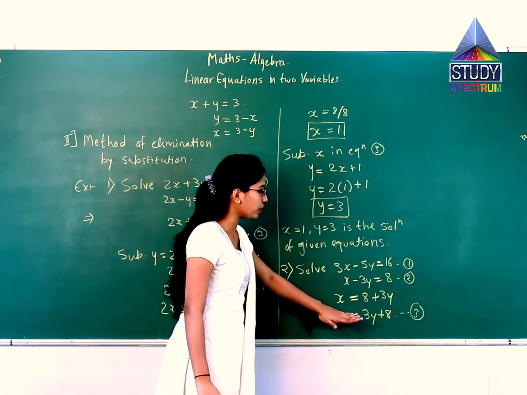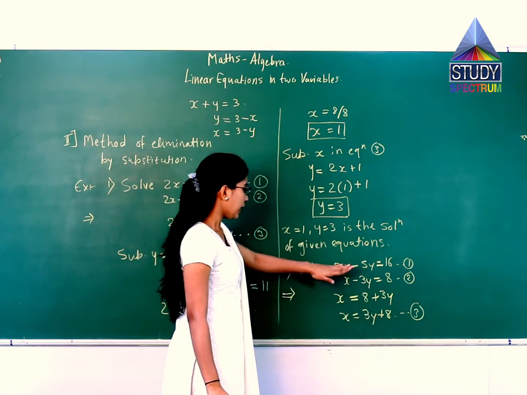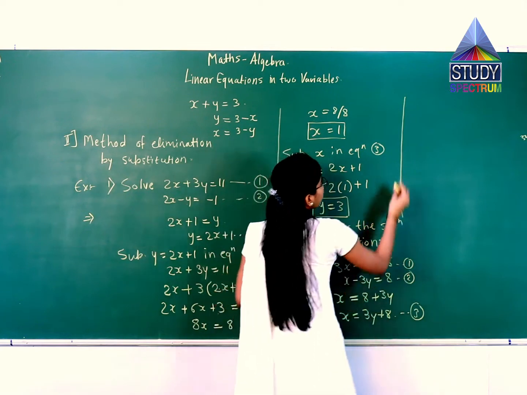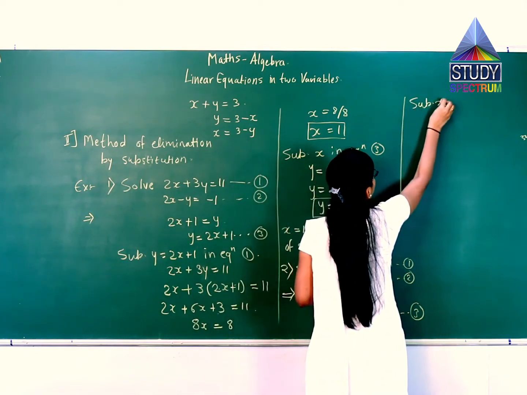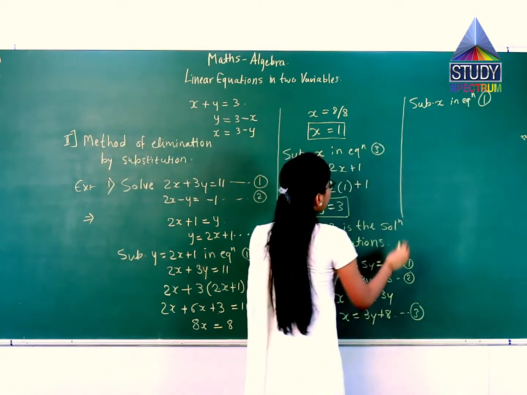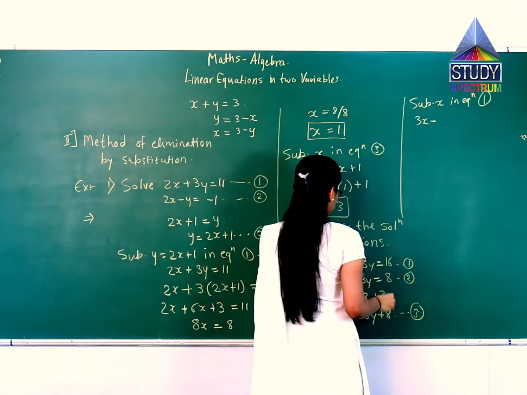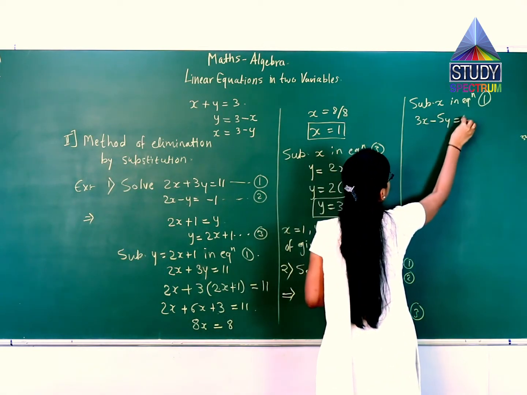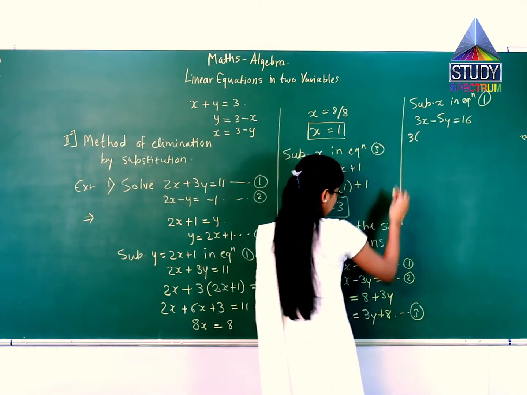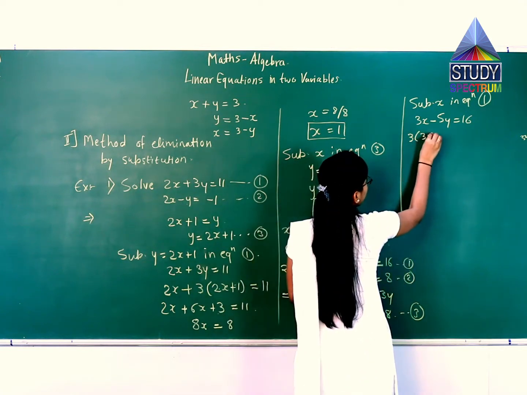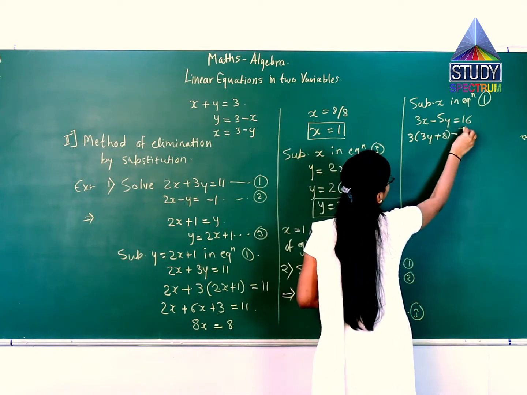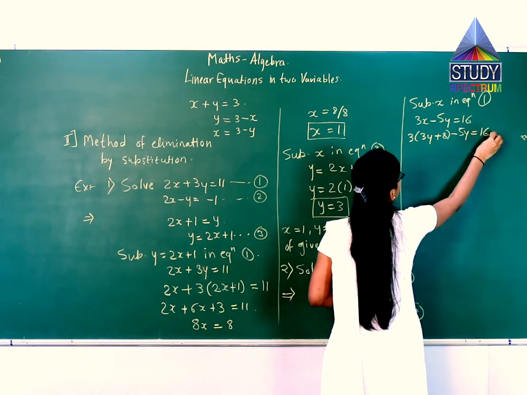So now I will substitute this value in equation number 1. So let us have a look. Substituting x in equation 1. So rewrite the equation. 3x minus 5y is equal to 16, and instead of x now we will write 3y plus 8, minus 5y, is equal to 16.